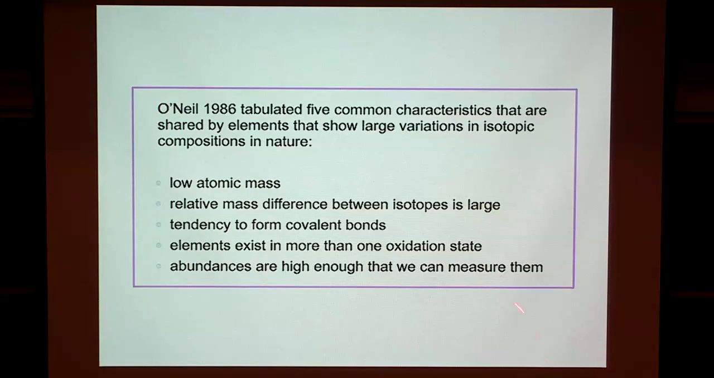And what they said is that they will all have low atomic mass. The relative mass difference between the isotopes is large. So the relative mass difference between hydrogen and deuterium is 100%, right? So that's pretty easy to measure. As you get to heavier isotopes, that difference becomes smaller and smaller. They tend to form covalent bonds. They exist in more than one oxidation state, and we can measure them.